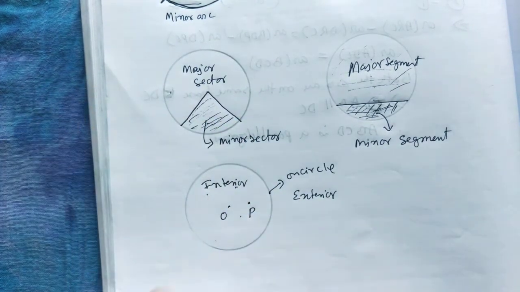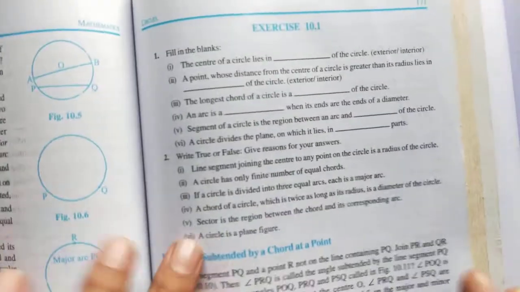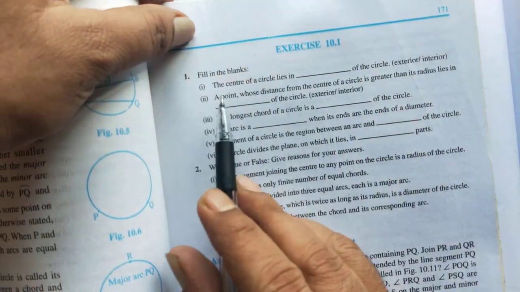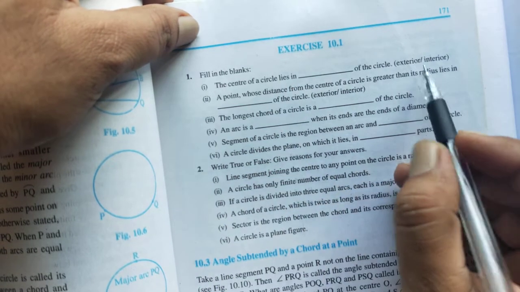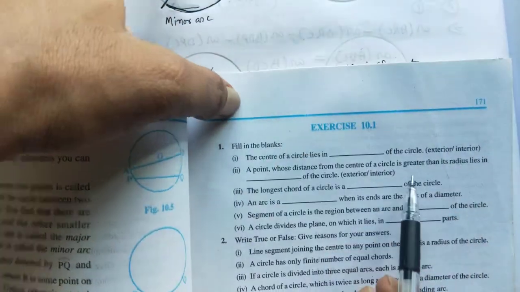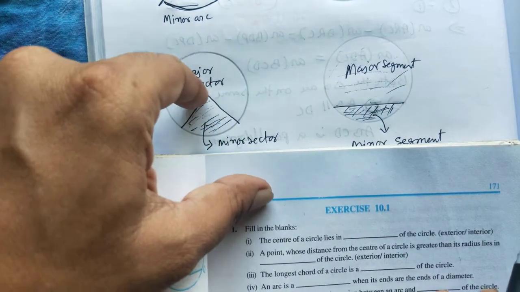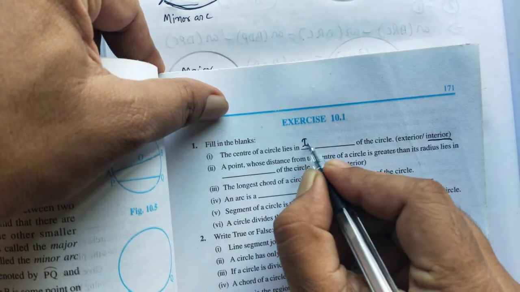So let us do exercise 10.1. We have to do only fill in the blanks and true and false. Exercise 10.1. The center of a circle lies in interior or exterior. The center of a circle always lies in the interior of the circle. So it will be interior. We can write the spelling also.